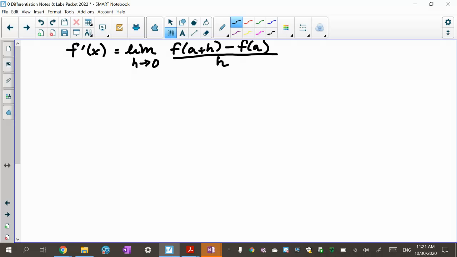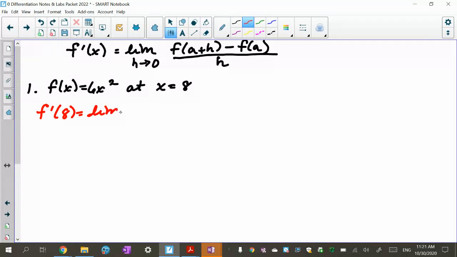You don't need to write that down every single time because you'll kind of get the hang of it, but you might at first to get used to this. So the first one is f of x equals 6x squared. That's my function, and at x equals 8, I want you to find the derivative, or the slope at that point. So f prime of 8 is the limit as h approaches 0 of f of 8 plus h minus f of 8 all over h.